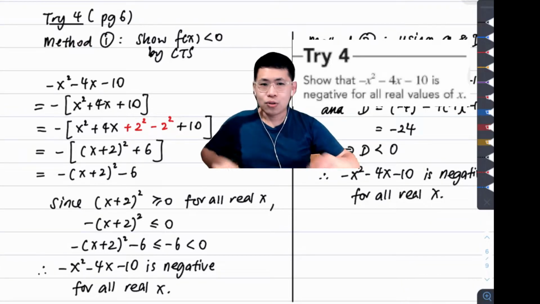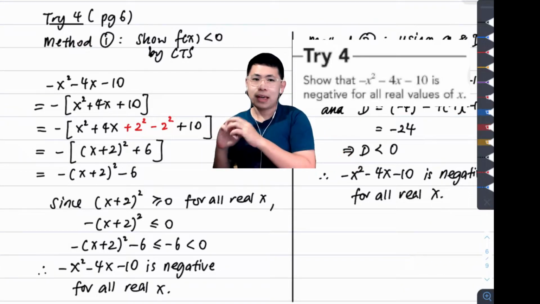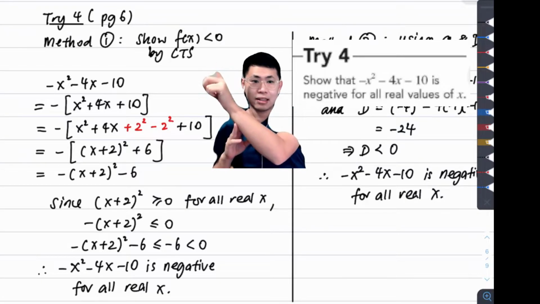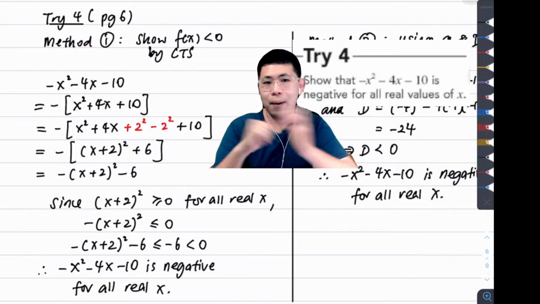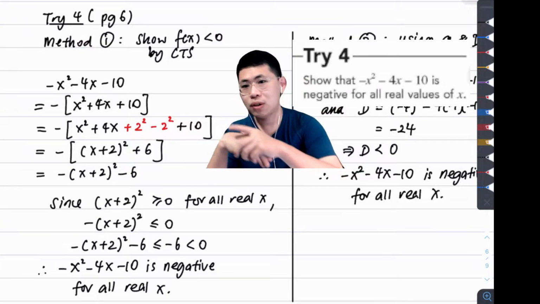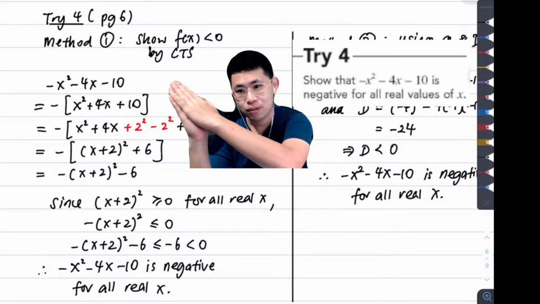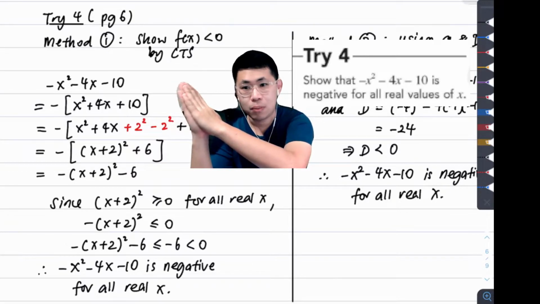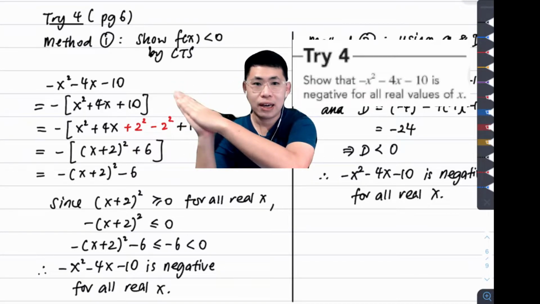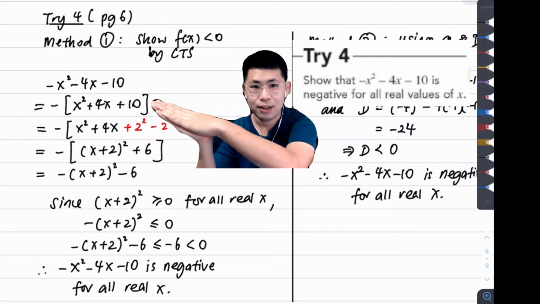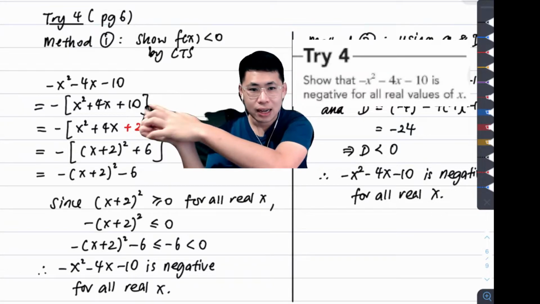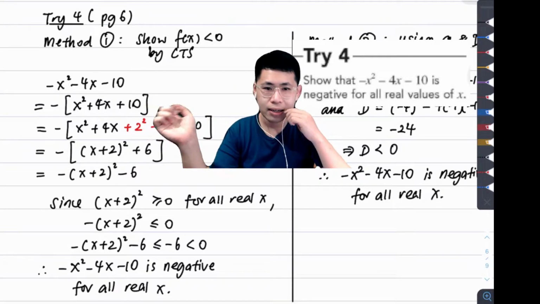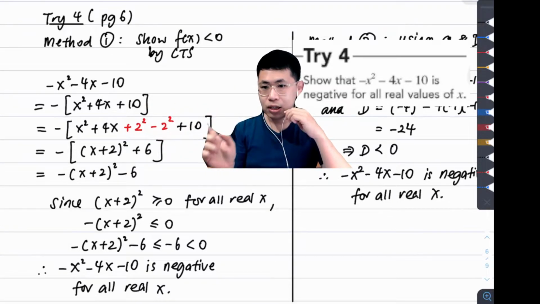Working. Alright, so let's take a look at the first one. We can show that the function is always negative using completing the square. The first one over here, we start off with this function. Because we want the a to be positive 1, we need to factorize out the negative. So when we factorize out the negative sign, we have a plus 4x and plus 10.